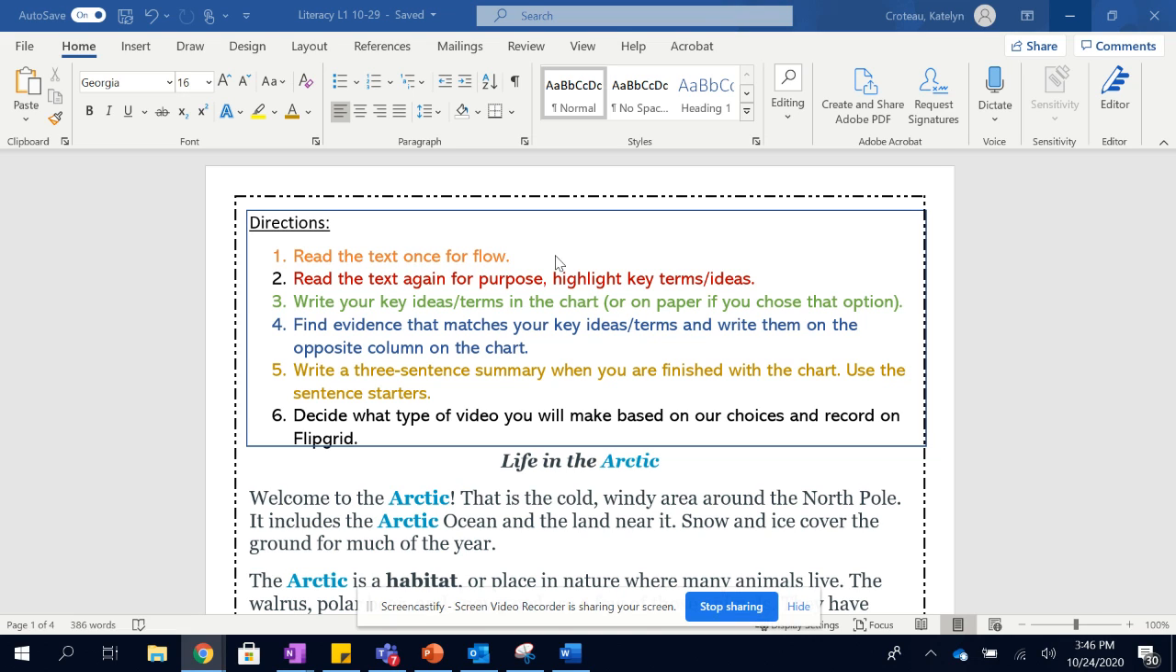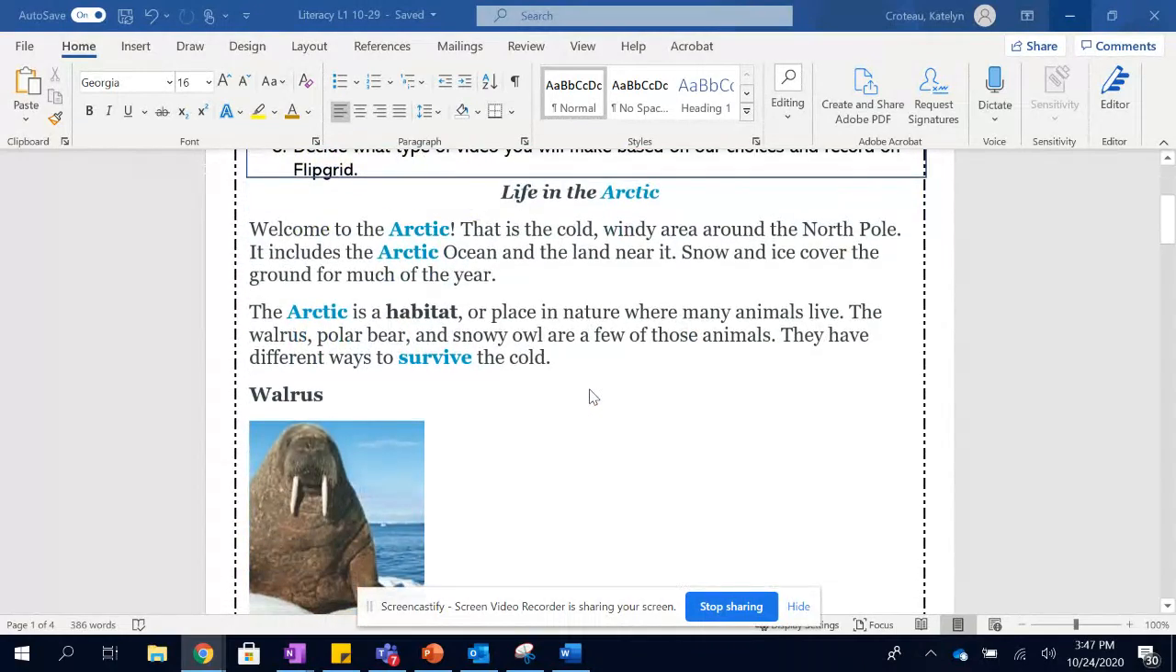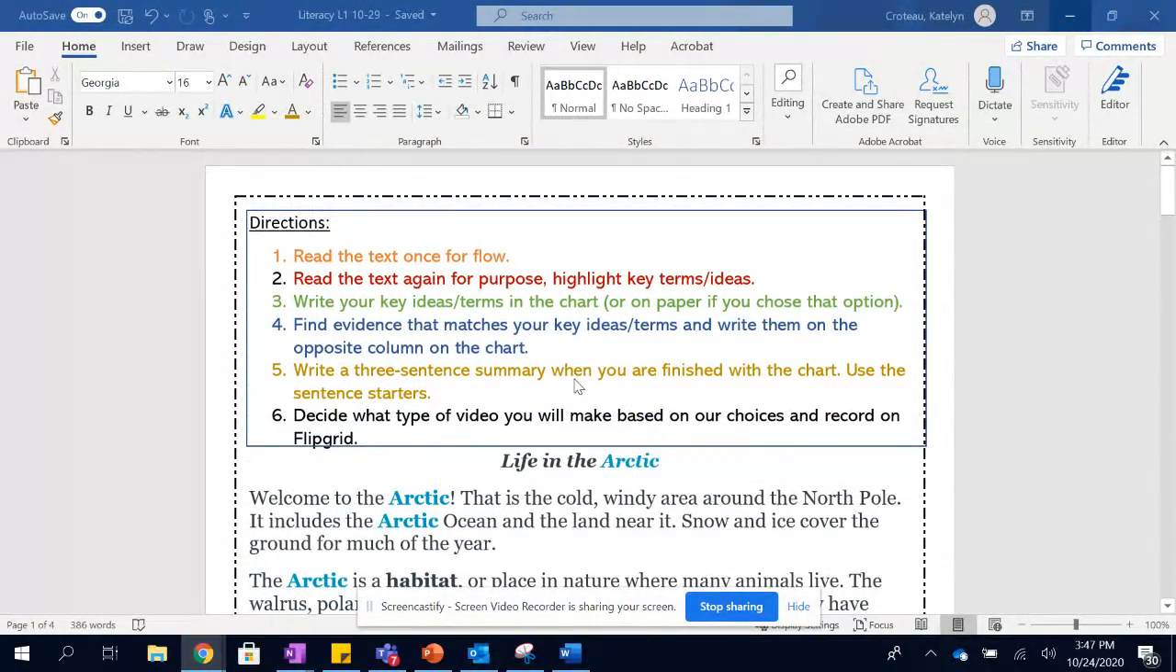Here are your directions for your independent work time on Thursday, October 29th. Now I'm going to be reading the directions. I'm going to be reading you the text. It is your job to listen at least 2 times.